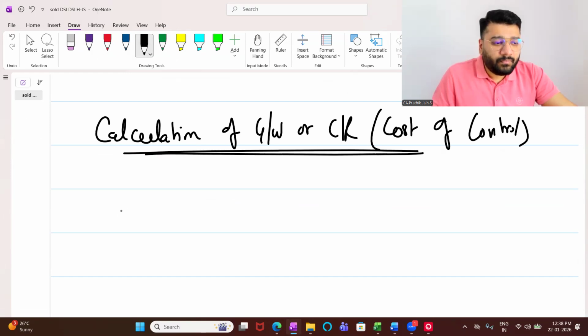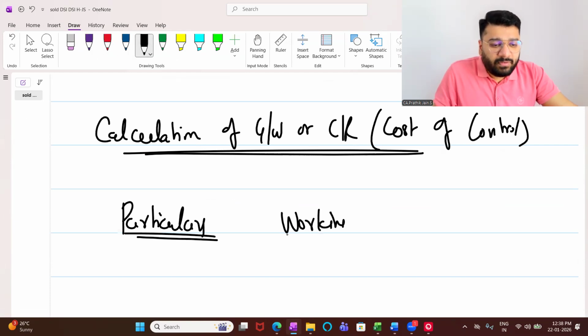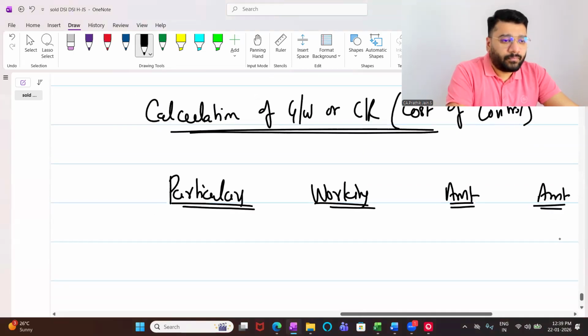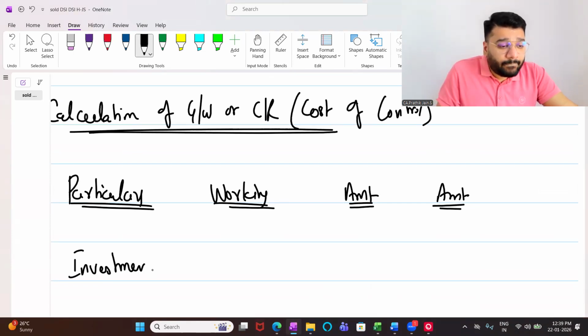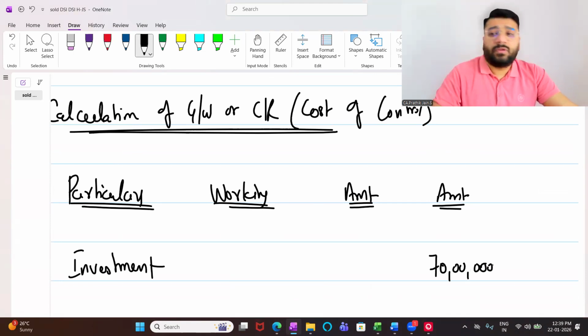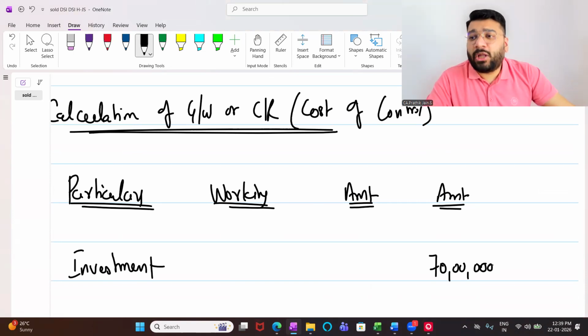Now, particulars, working, amount inner column, amount outer column. Tell me, people, what is investment? 70 lakh rupees. Can you please tell me total how many number of shares? Total how many number of shares?